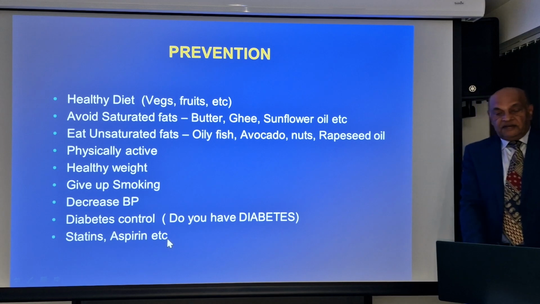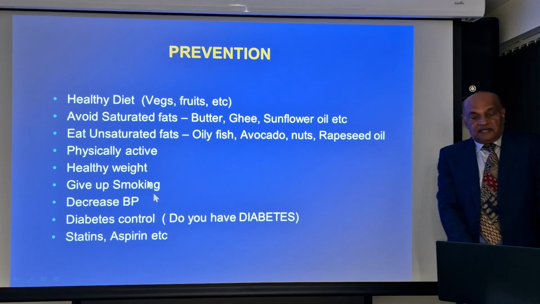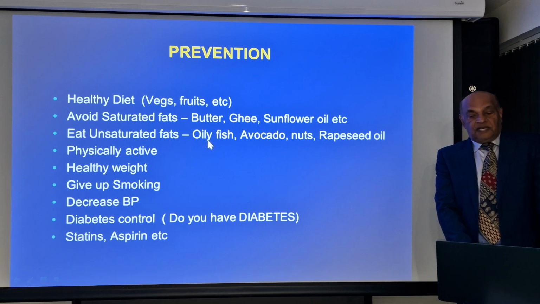How do you prevent having a heart attack? Well, obviously you have to have a healthy diet, which includes plenty of vegetables, fruits, etc. You have to avoid saturated fats, which means butter, ghee, and sunflower oil. You're recommended to eat unsaturated fats, which is oily fish, avocado, nuts, and rapeseed oil. I'm mentioning this because it's important.